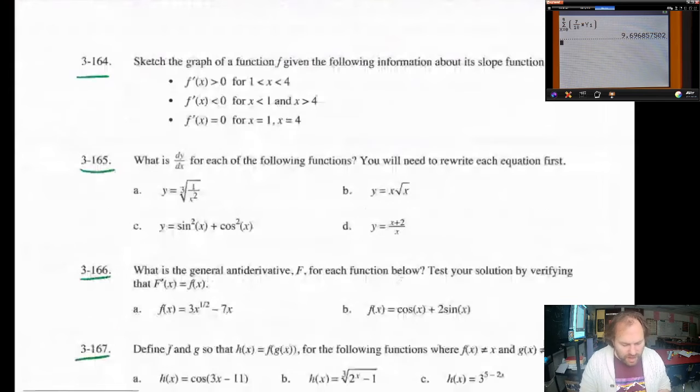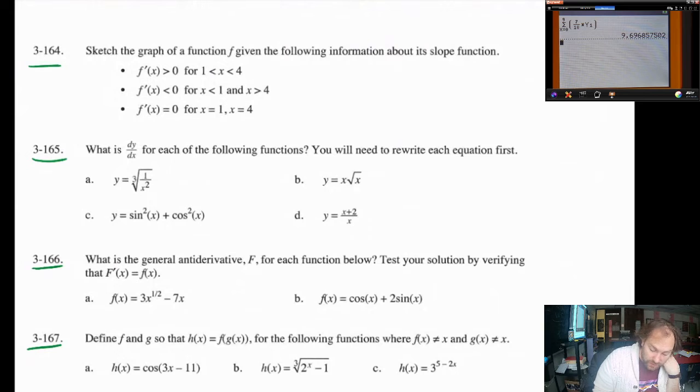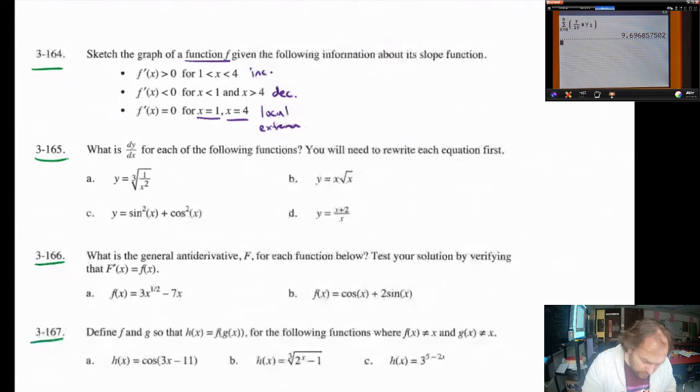3.164, we're going to sketch the graph of a function given the following information about its slope. So we need this graph to be, let's see, original function. f prime of x greater than 0 means it's going to be increasing from 1 to 4. f prime of x being less than 0 means it's going to be decreasing from negative infinity to -1 and then after 4 to infinity. And it's going to have local extrema at the points 1 and 4. So let's go ahead and make this happen. This should be pretty easy to do.